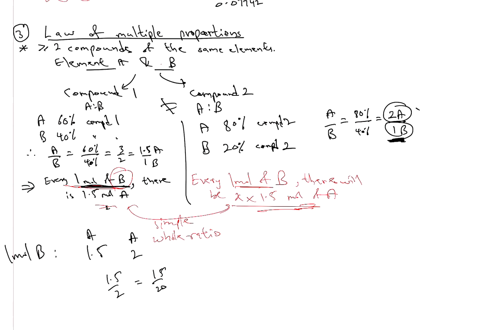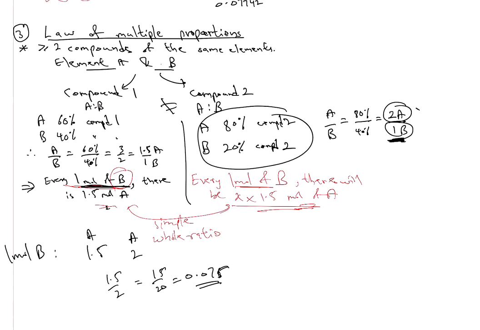15 by 20, and this does not turn out to be a whole number ratio, because if you divide the two, you get 0.075, which is in decimal, and therefore, if this is true, this disobeys the law of multiple proportion.